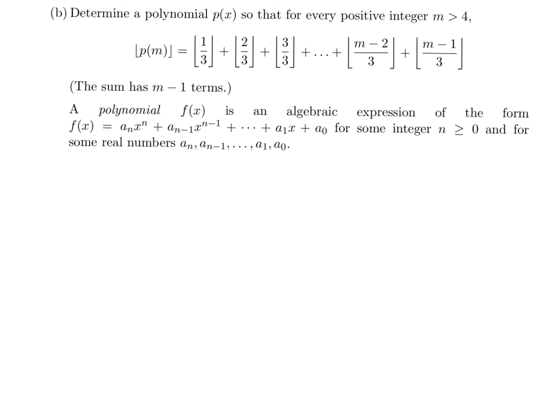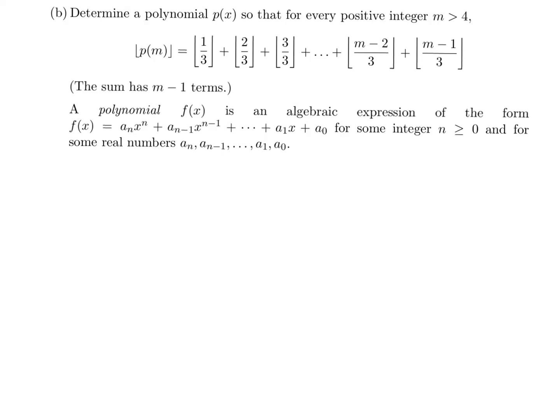Part B, determine a polynomial p of x so that for every positive integer m greater than 4, the floor of p at m would be equal to the floor of 1 over 3 plus the floor of 2 over 3, and so on, all the way up to the floor of (m minus 1) over 3. Okay, so let's see here.